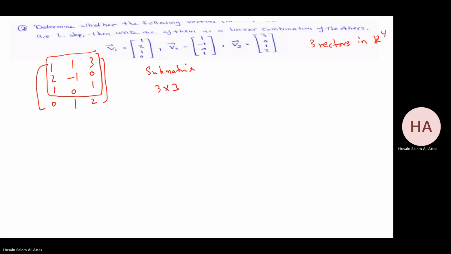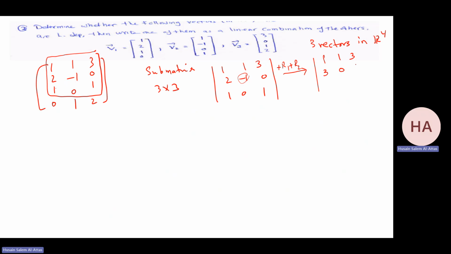3 by 3. Okay, and it's the determinant 1, 1, 3, 2, minus 1, 0, 1, 0, 1. I need to add more zeros. So multiply the first one by 1 and add it to the second one to make this 0. So I have R1 plus R2. You get what? 1, 1, 3. This will be 3. This will be 0. This will be 3. That will be 1, 0, 1.